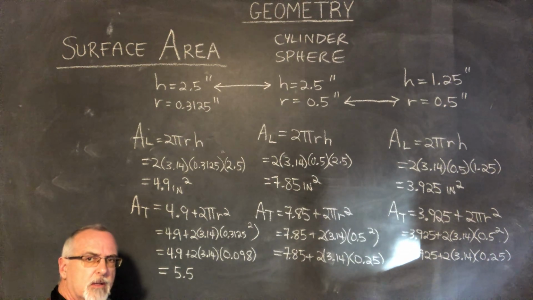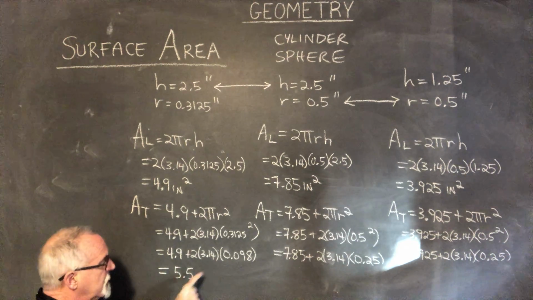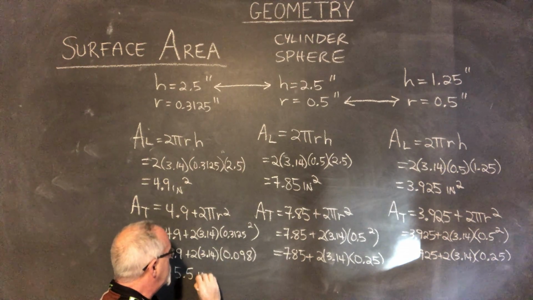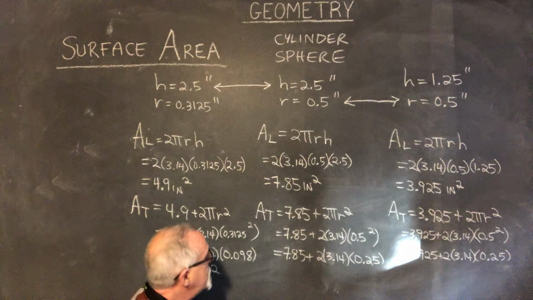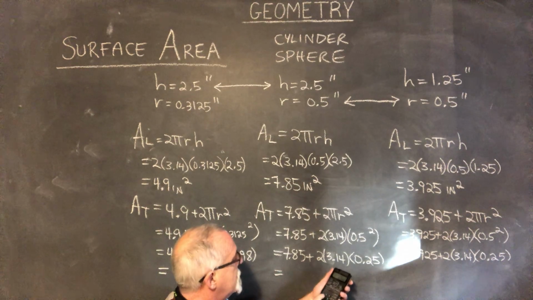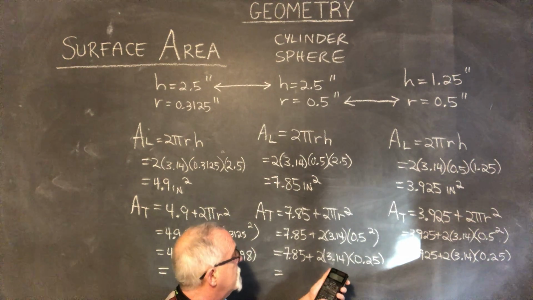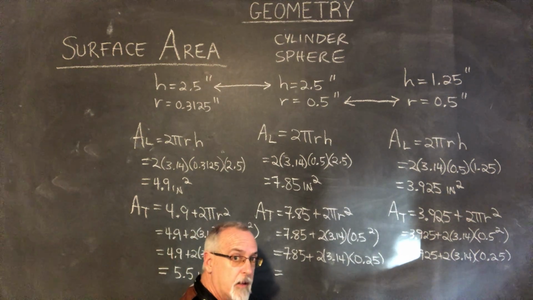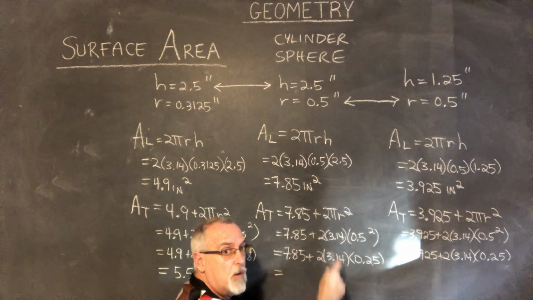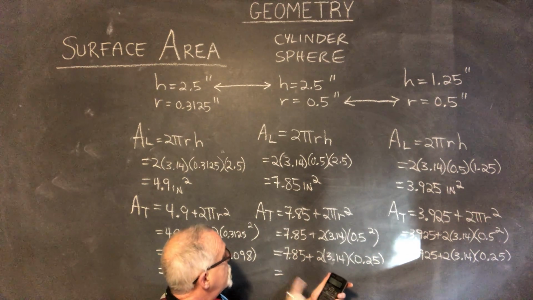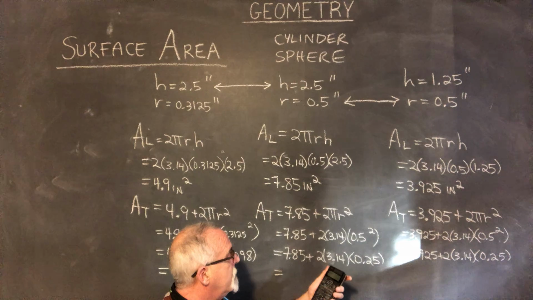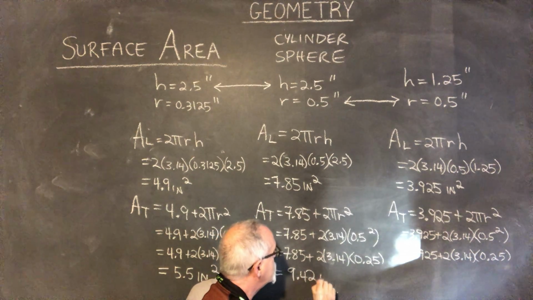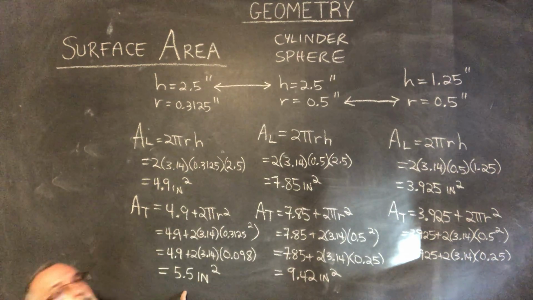So the area of those two circles at the ends of the really skinny cylinder, we expect it to be nice and small. And I'm putting my square inches before I can forget. 2 times 3.14 times 0.25 equals 1.57, a little bigger, but we expected that because the circles at the ends of these two are bigger. So 1.57 plus 7.85, 9.42 square inches. It's bigger than this one, but we expected that.